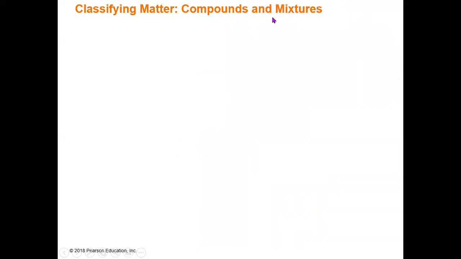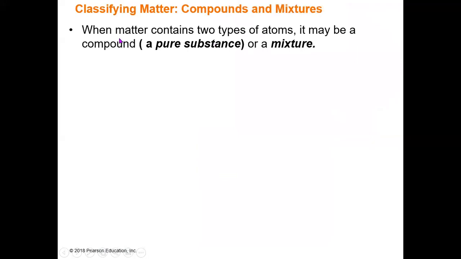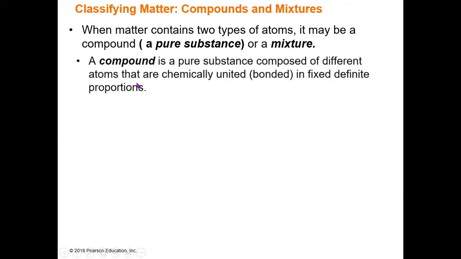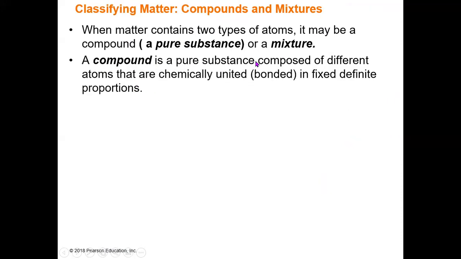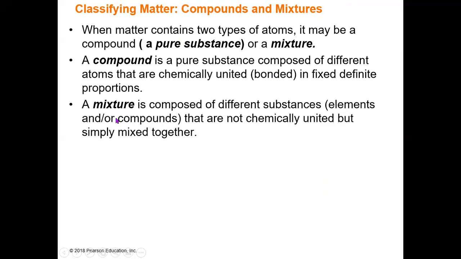Classifying matter, compounds and mixtures. When matter contains two types of atoms, it may be a compound, a pure substance, or a mixture. A compound is a pure substance composed of different atoms that are chemically united, bonded in fixed, definite proportions. A mixture is composed of different substances, maybe elements and compounds, that are not chemically united but simply mixed together.